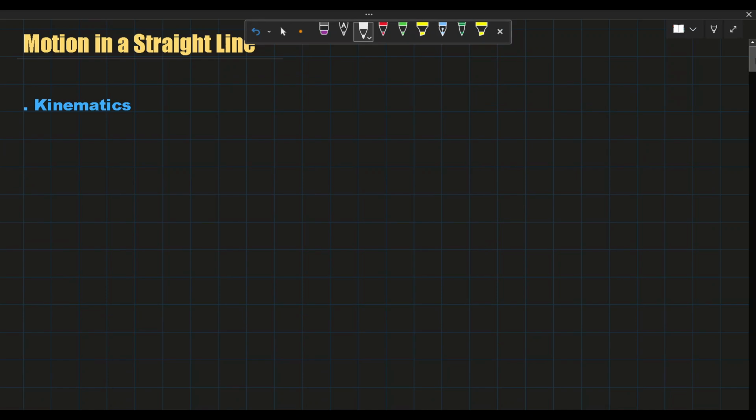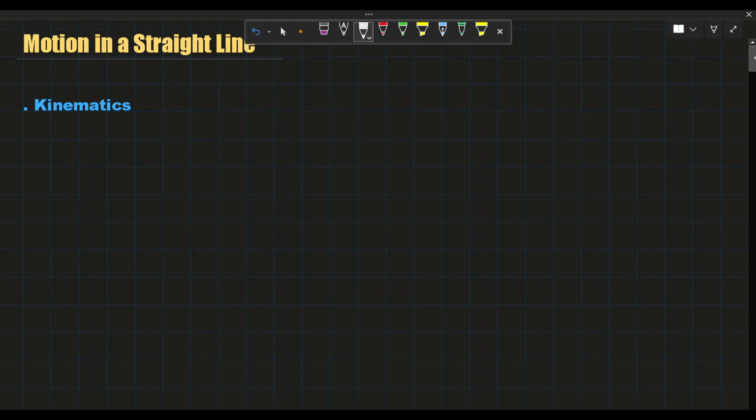Have you ever wondered how a car accelerates, why a train takes time to stop, or how we calculate the exact position of a moving object? Every one of these questions begins with one fundamental chapter, which is motion in a straight line. In this video, we will build this chapter from basics, covering every important concept, solving questions, and focusing on the tricks that will help you crack NEET. So grab a notebook and let's get started.